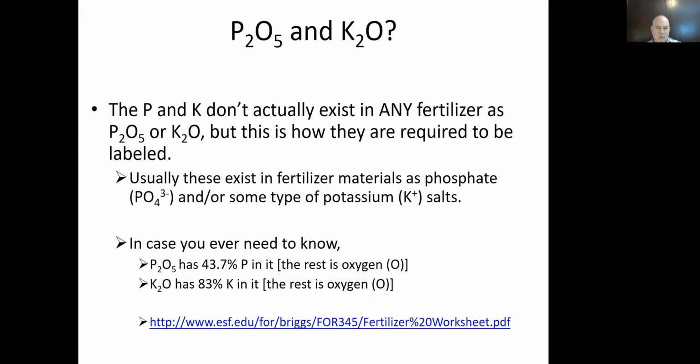This is also important. Now, this is really unfortunate. When the fertilizer laws were being made, they thought that phosphorus was P2O5 and that K was K2O. That's not true. When we buy fertilizer, these things don't actually exist. You can make them in the lab, but they're not in fertilizer. They actually exist as phosphate and as potassium, K+.